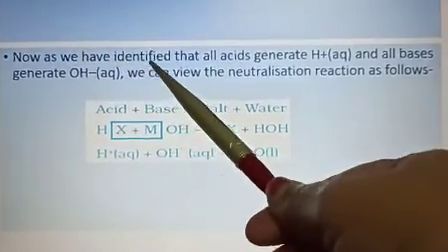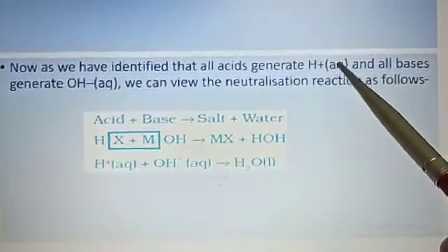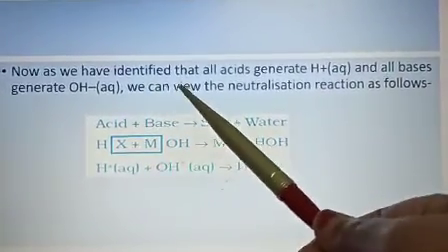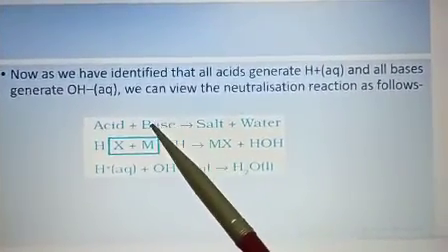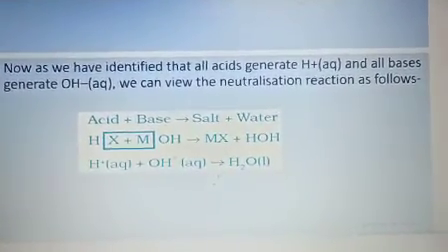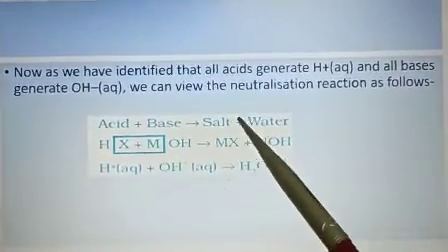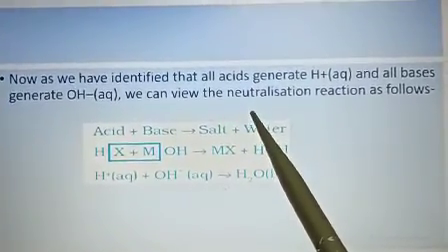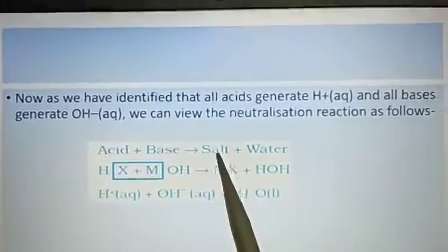Now, as we have identified that all acids generate H+ aqueous and all bases generate OH- aqueous, we can view the neutralization reaction as follows. You know that in the neutralization reaction we did in the previous videos, we have seen that acid plus base, when they react, form salt and water. So remember the word equation: acid plus base react together and form salt and water.